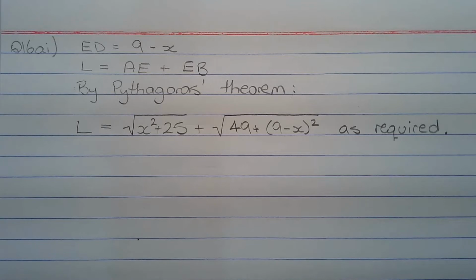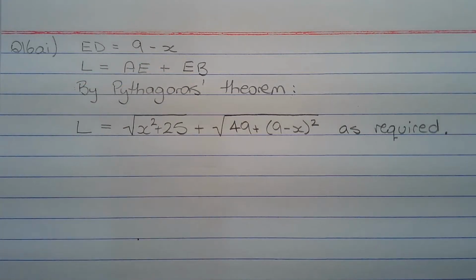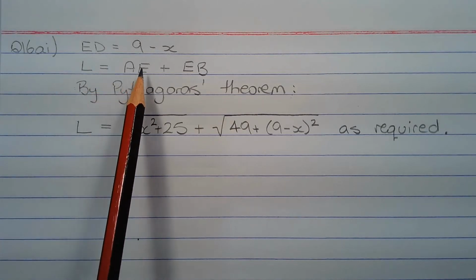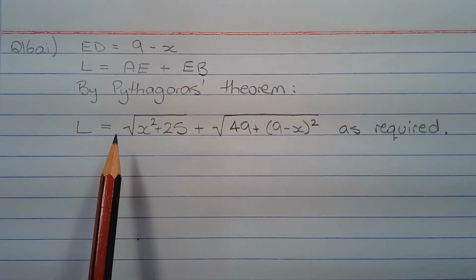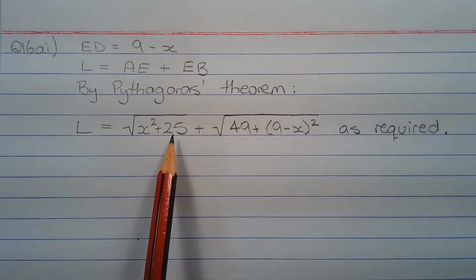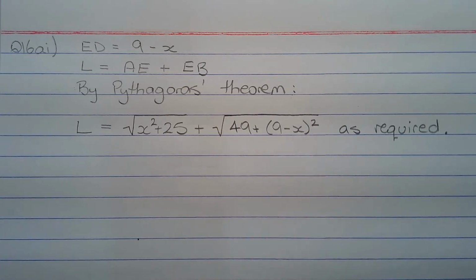In triangle EBD, length ED is equal to 9 minus x. Now length L is equal to the sum of length AE and EB. Triangles ACE and EBD are both right angled triangles, and AE and EB represent the hypotenuse of both of those triangles. So by Pythagoras' theorem, length L is equal to the square root of x squared plus 25 plus the square root of 49 plus (9 minus x) squared, as required.